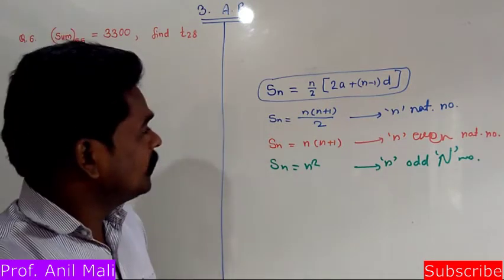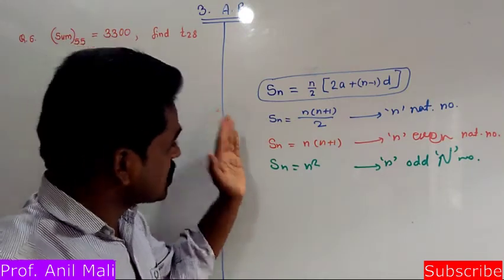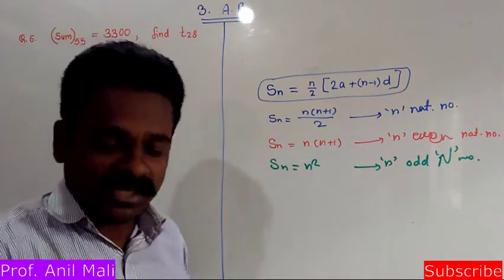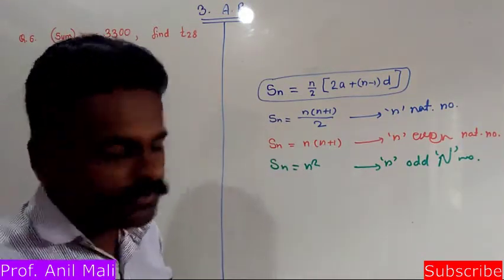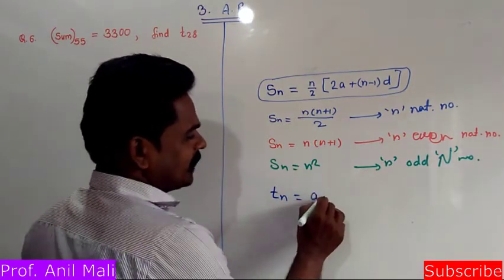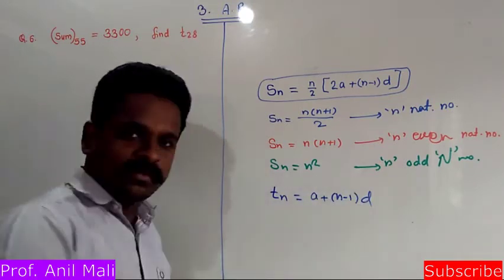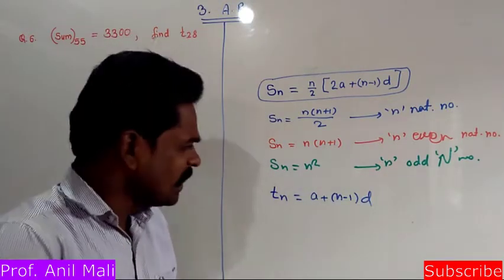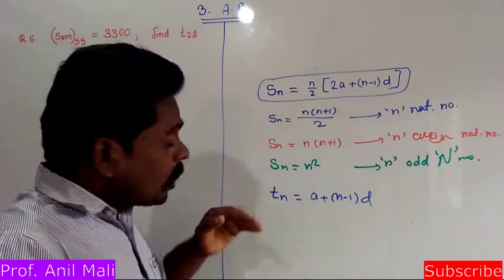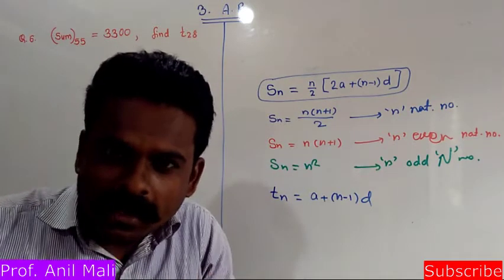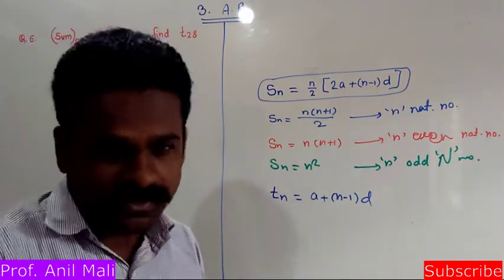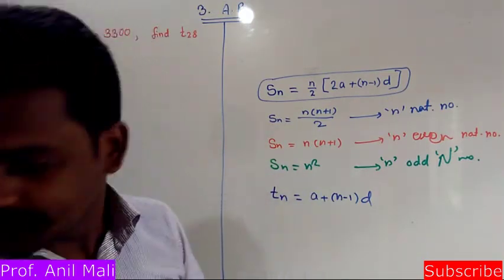Now friends, there are some supplementary formulas for the problems which depend on the sum of first n terms. Among those, a very important formula is for the nth term: Tn is equal to a plus n minus 1 into d. Now see, depending on all these formulas, we are going to solve the next problem, which is from your practice set number 3.3. So let us discuss it.